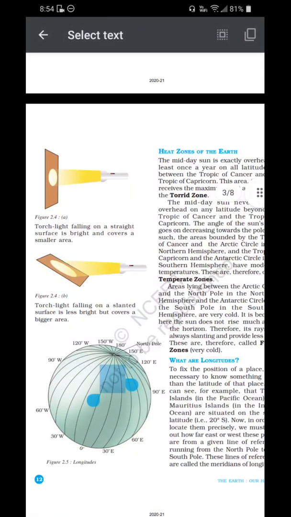Take a look at figure 2.4a. Torchlight falling on a straight surface is bright and covers a smaller area. Take a look at figure 2.4b. Torchlight falling on a slanted surface is less bright but covers a bigger area. Take a look at figure 2.5, longitudes.